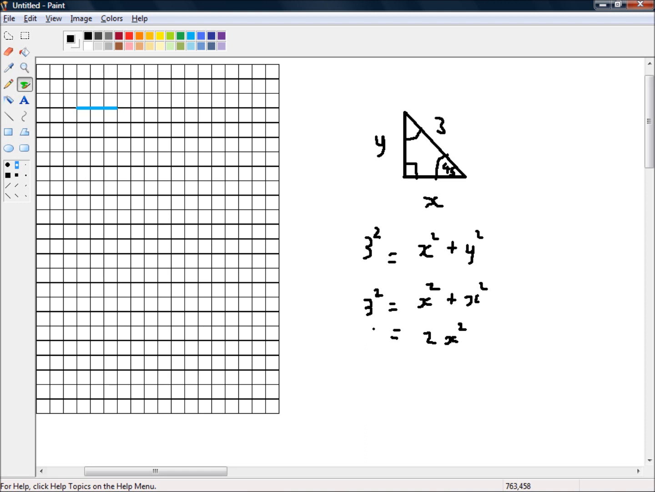Now 3 squared is 9, so 9 is equal to 2x squared, so 9 over 2 is equal to x squared. Let me just get rid of that 2. And therefore, the square root of 9 over 2 is equal to x. Well, the square root of 9 is 3, and the square root of 2 is root 2, which is equal to x.